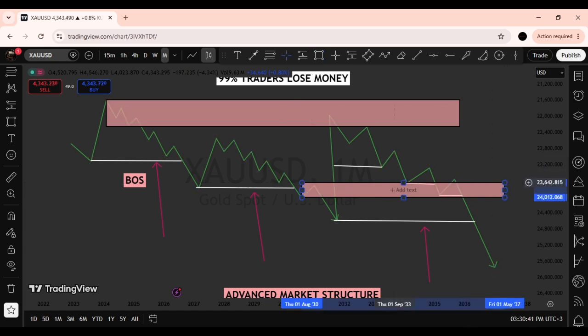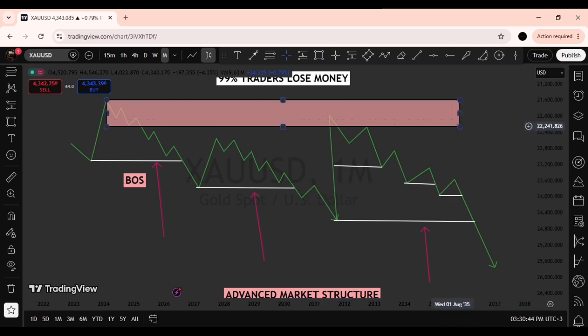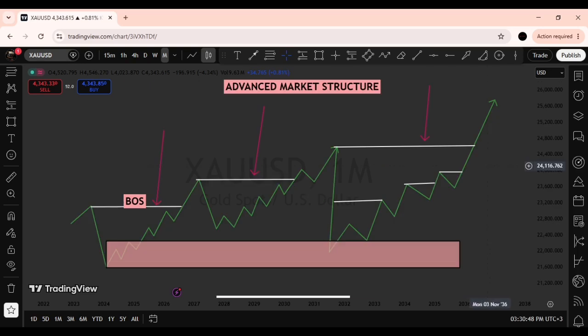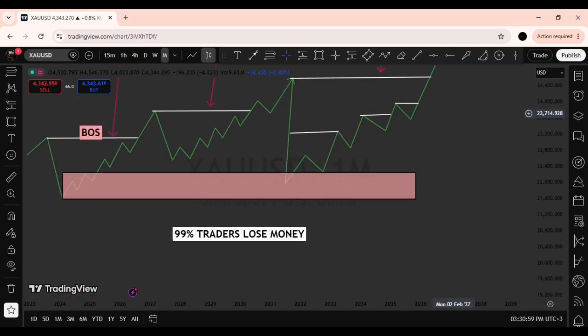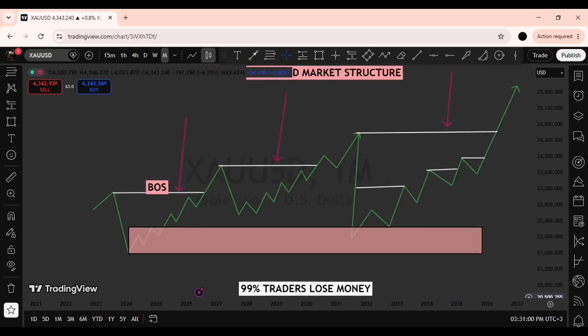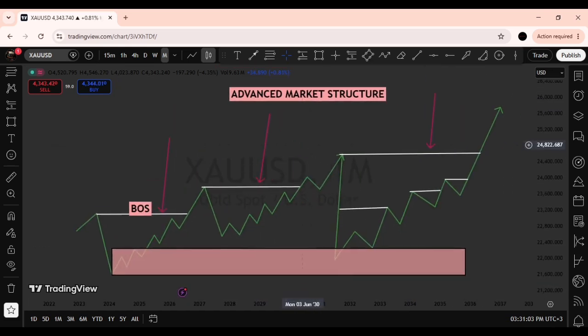All right, guys, the market has a lot of patience. If you're not patient enough, you are going to keep losing in the market. That's the most important thing. You end up losing all your money if you're not patient enough, and if you don't have the right knowledge and skills, you lose money. So this is the point. All right, so this is advanced structure.